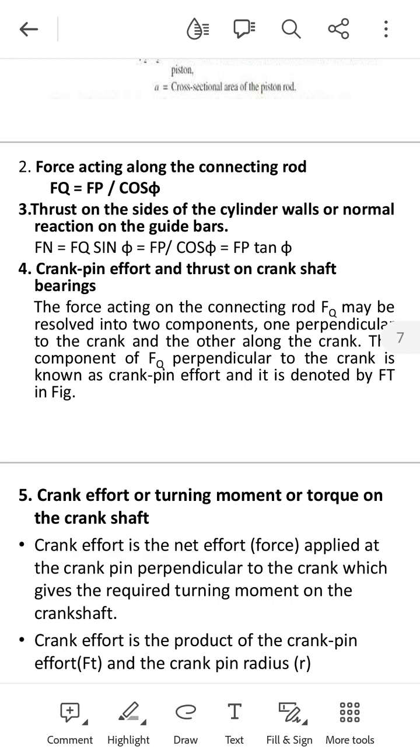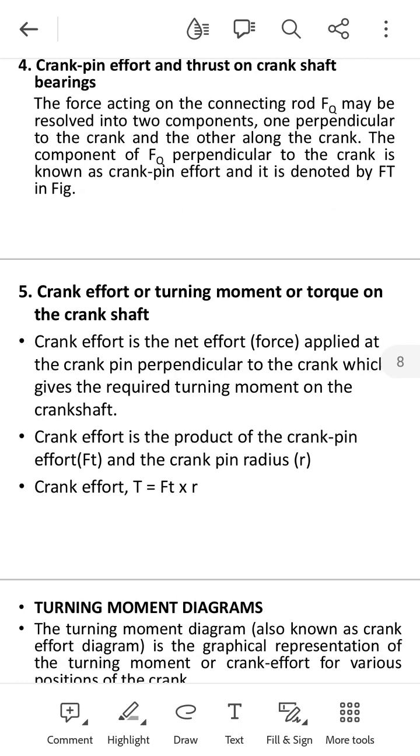The force acting on the connecting rod Fq may be resolved into two components. One is perpendicular to the crank, and the other is along the crank. The component of Fq perpendicular to the crank is known as the crank pin effort, and it is denoted by Ft. Then the fifth force, crank effort or turning moment or torque on the crankshaft.